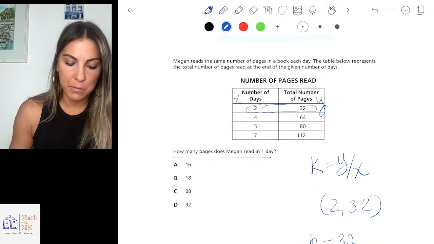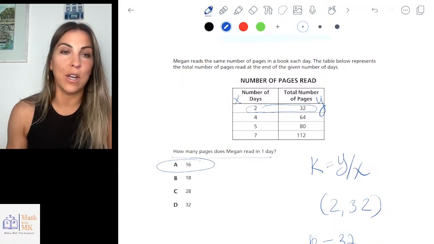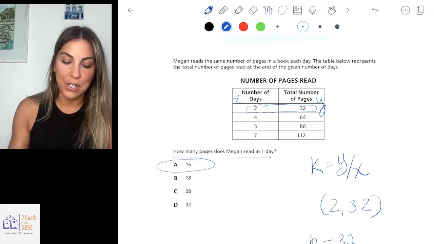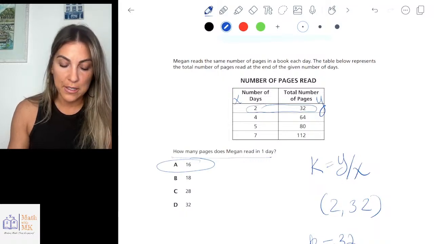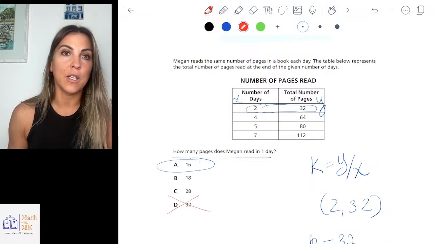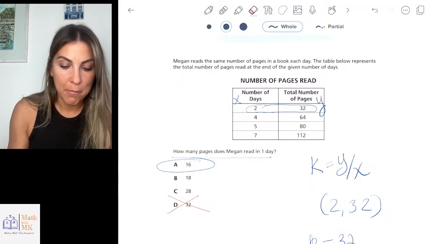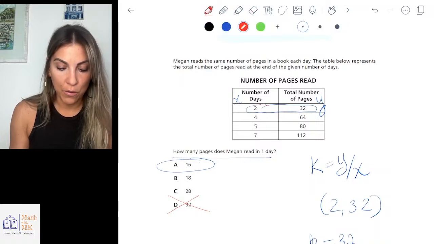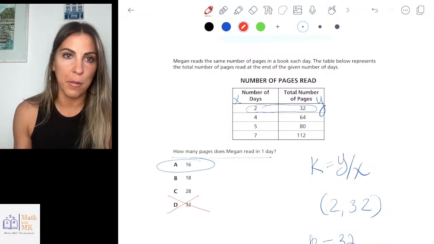So she reads 16 pages per day, and here is choice A. You want to make sure your answer makes sense when it's a word problem. So even before I did this work, actually, I should have gone through the answer choices to see if I could eliminate anything. If you're looking at the answer choices and you could figure it out before I say it, I would definitely have gotten rid of answer choice D. D doesn't make any sense because we're being asked how many pages Megan reads in one day. But in our table, it tells us that in 2 days, Megan reads 32 pages. So the amount of pages that she reads in 1 day and 2 days are not the same. So answer choice D would have been out from the beginning, okay?